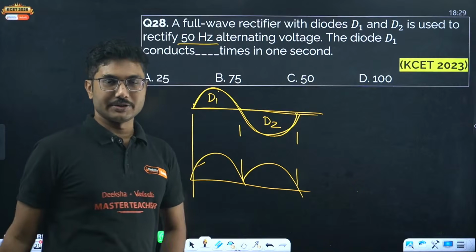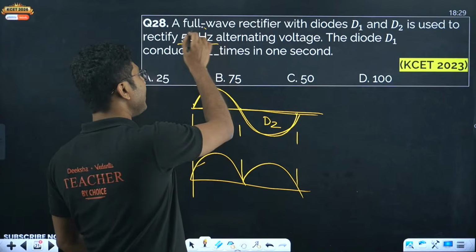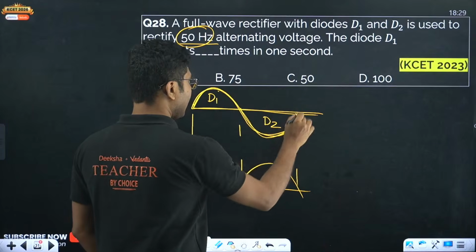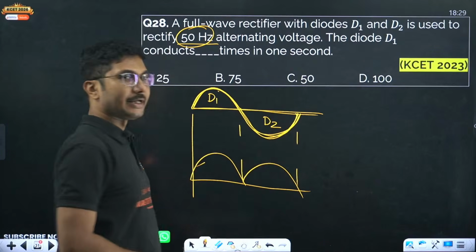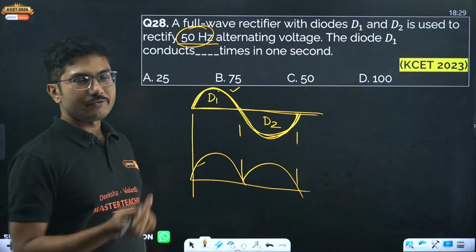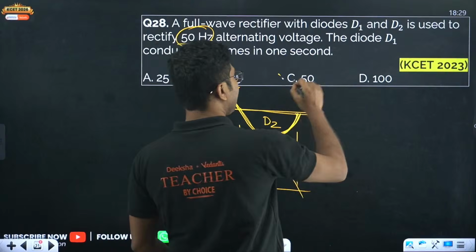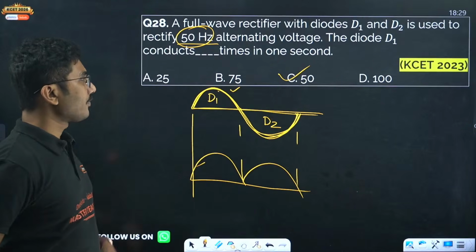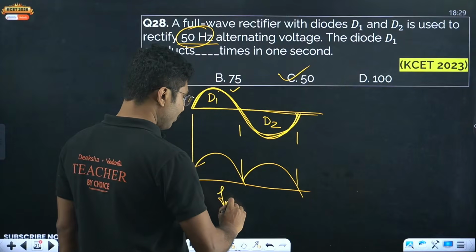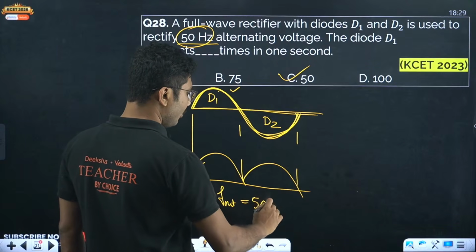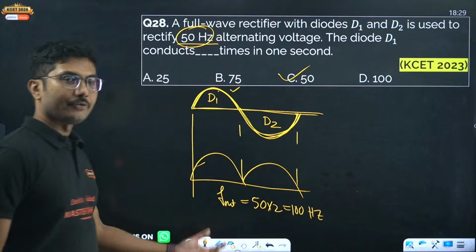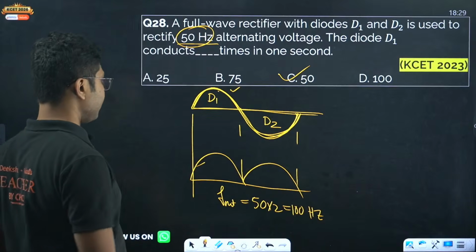Now, this is one signal, this is 1 Hz. How many Hz are there? Total 50 Hz. That means each second, 50 times this thing is happening. That means each 50 times diode D1 is conducting once, so the number of conductions in diode D1 is 50. The output frequency is 50 into 2, that is 100 Hz. In case of a full wave rectifier, the output frequency is twice the input frequency.